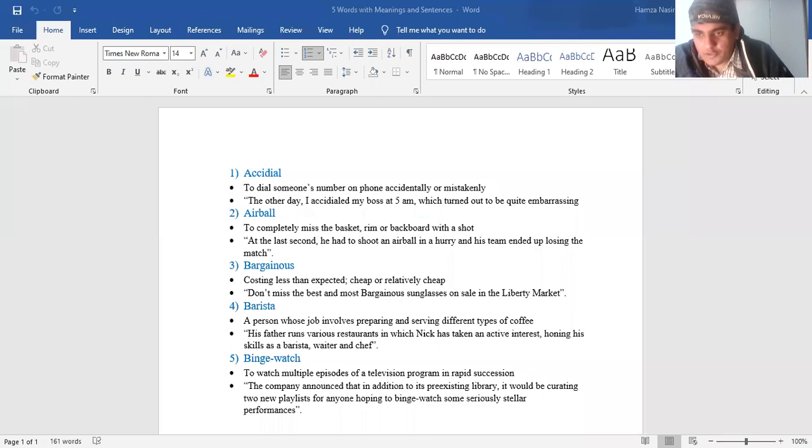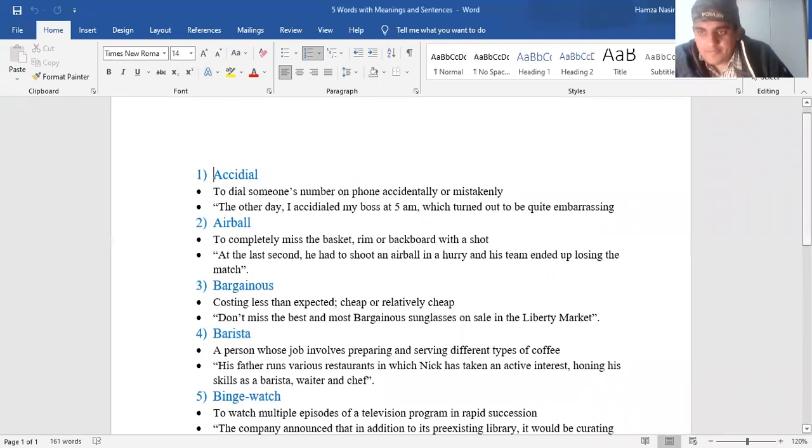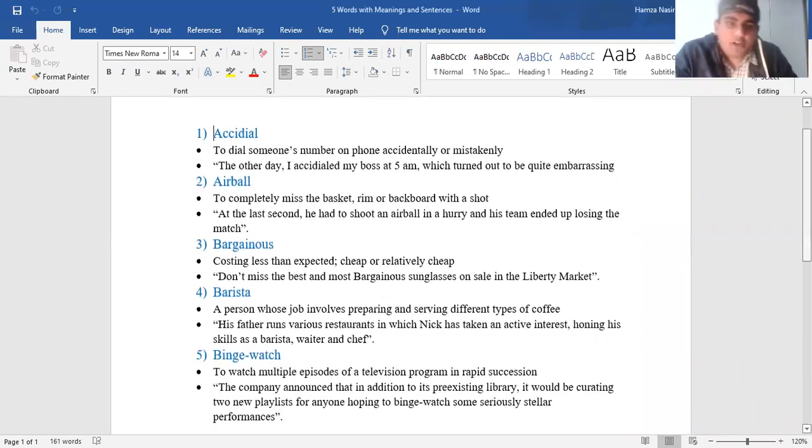Without further ado, let us move towards that part, and let me just zoom in the screen a bit. So the very first word for today is going to be accidial, A-C-C-I-D-I-A-L, accidial. Accidial basically means to dial someone's number on phone accidentally or mistakenly.